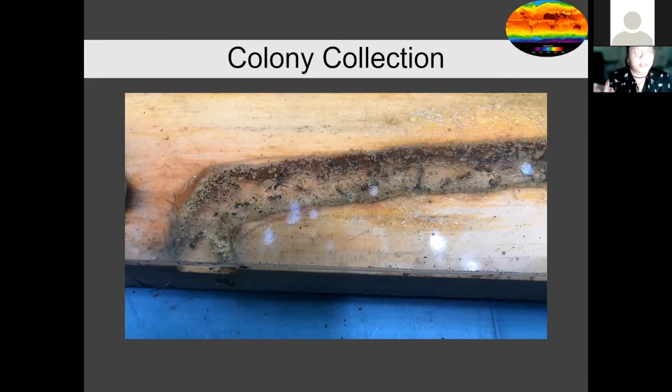One of the key parts of colony work is that you need to collect not only as many individuals as possible, but you want to collect the queen. Aphaenogaster, our keystone disperser, only has one queen. Some ant species have more than one, but luckily we are dealing with one queen. We want to collect the queen because a lot of work shows that if you are missing the queen, colonies might function differently, they might act differently.